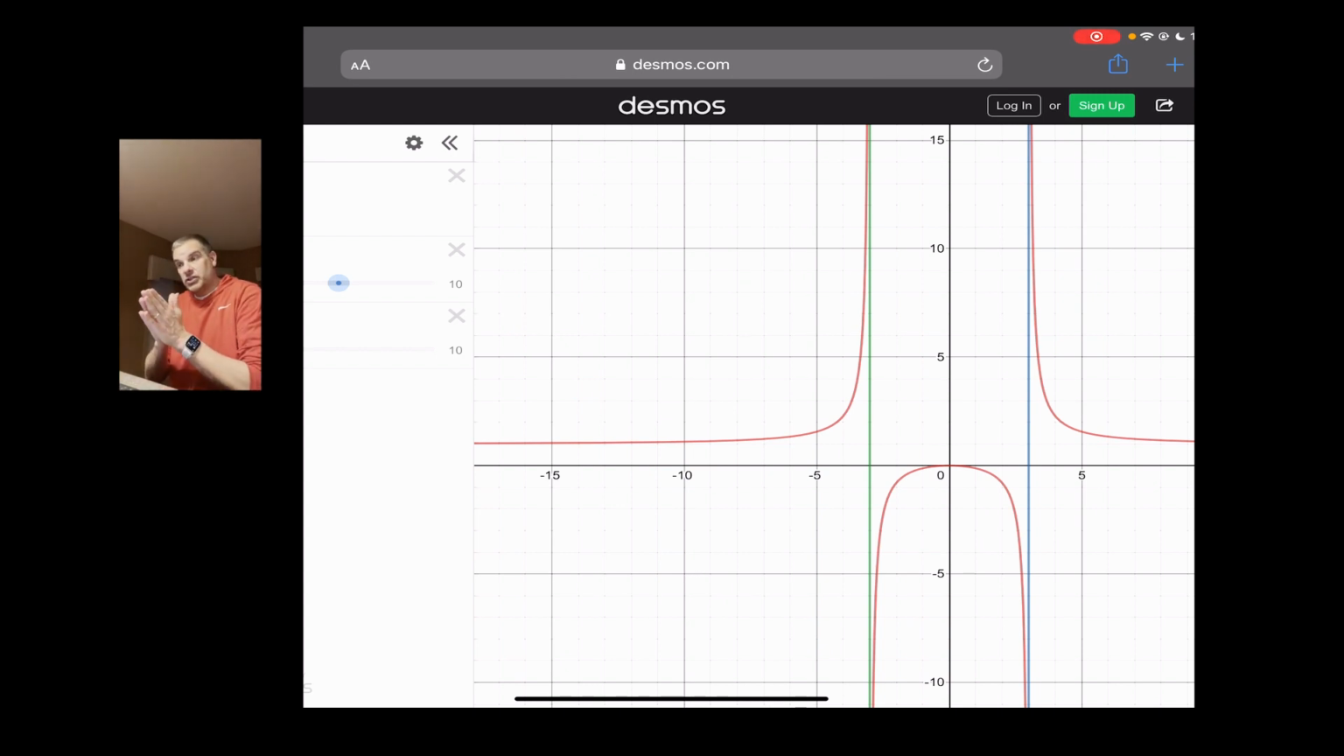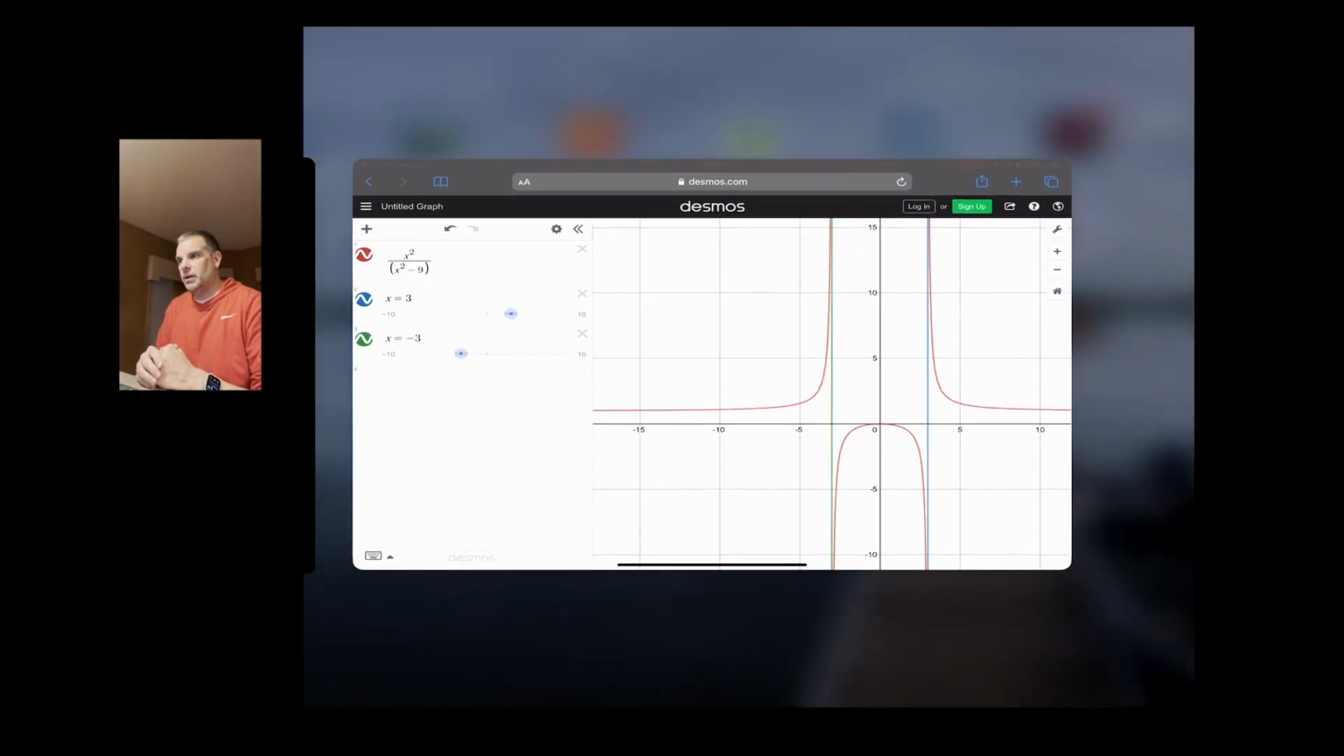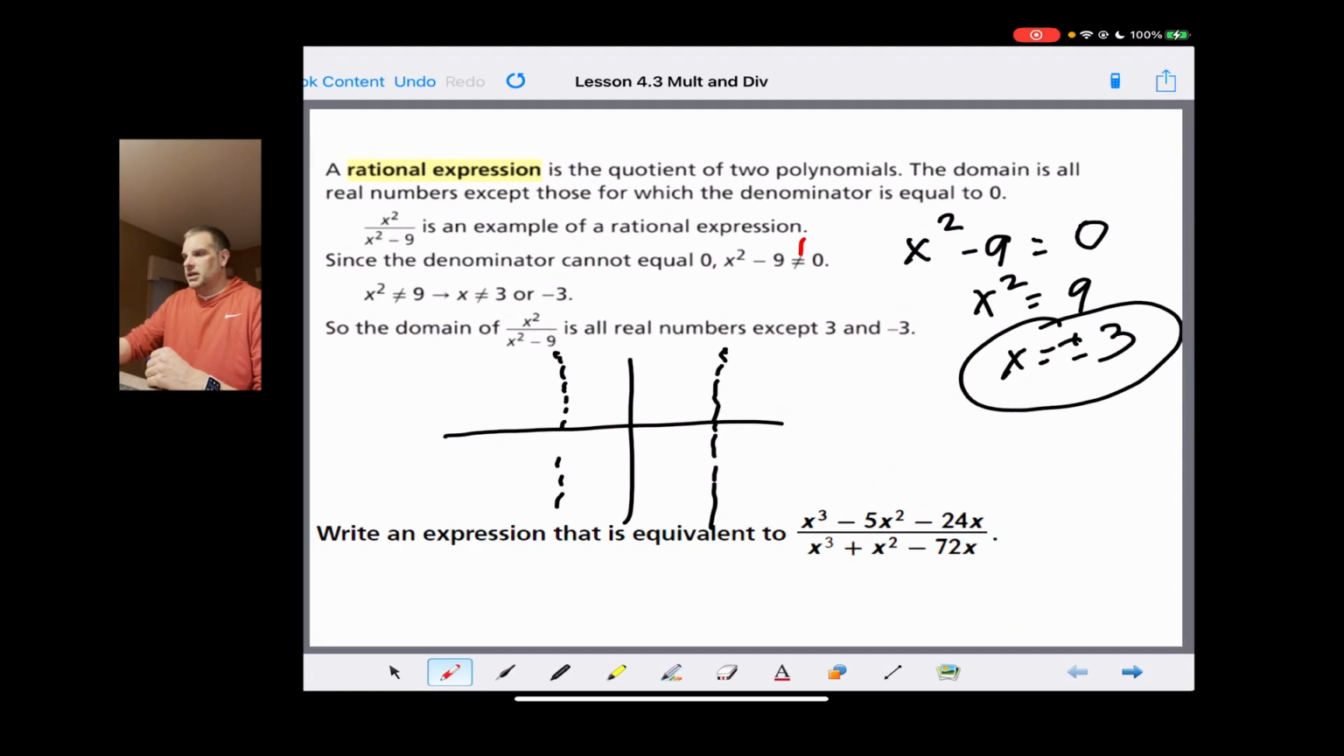Then the graph starts to exist again after we get past 3, from negative 3 to 3, and then it stops. It goes down, and then again it exists on the other side. So this is what this graph looks like. There are both vertical asymptotes and horizontal asymptotes within this, but this is essentially what the graph is going to look like. And those asymptote lines are where the denominator is equal to 0, and obviously we can't divide by 0.